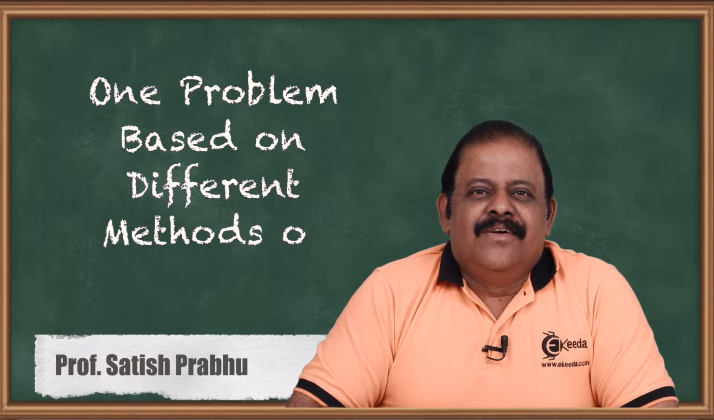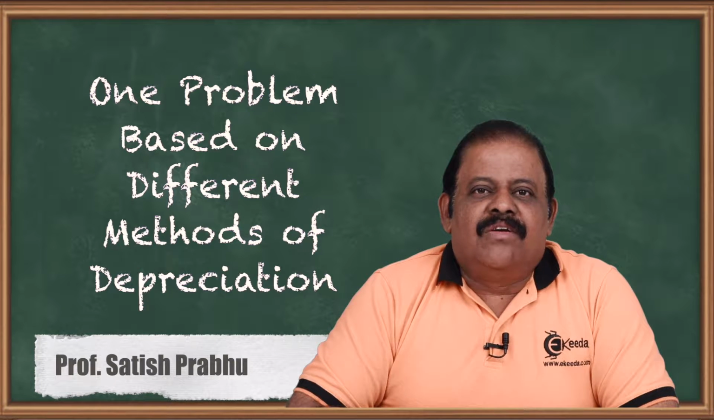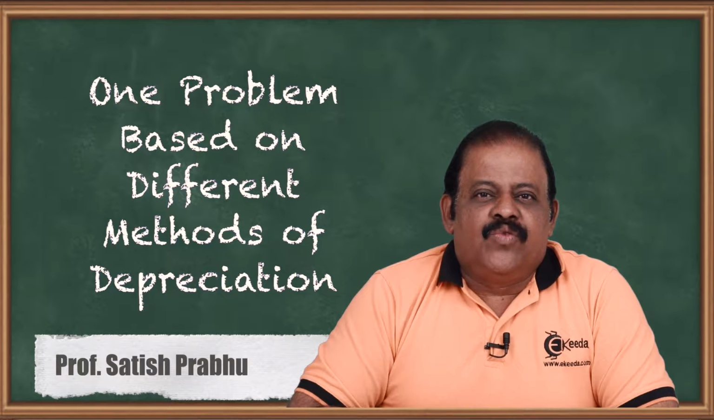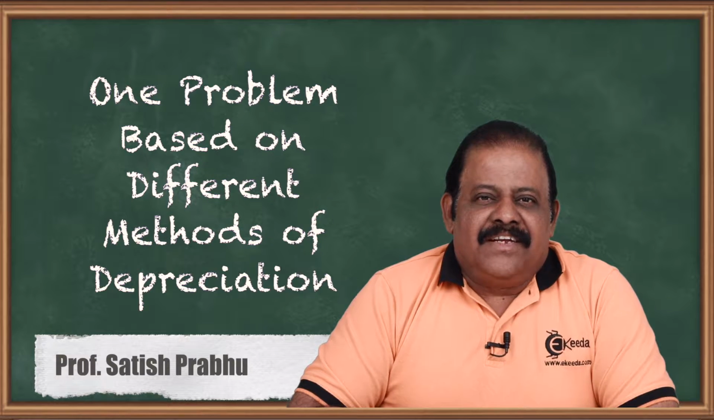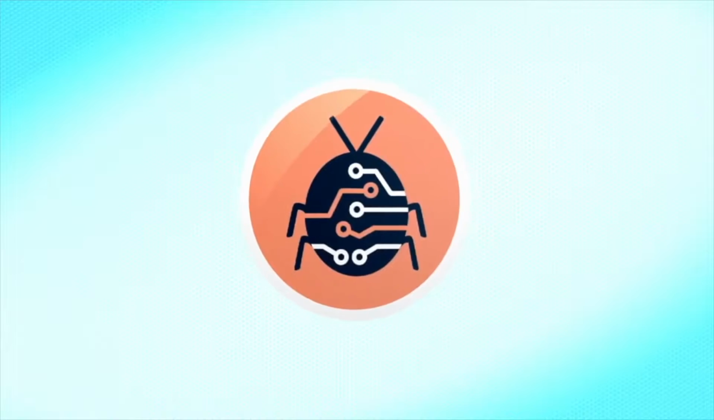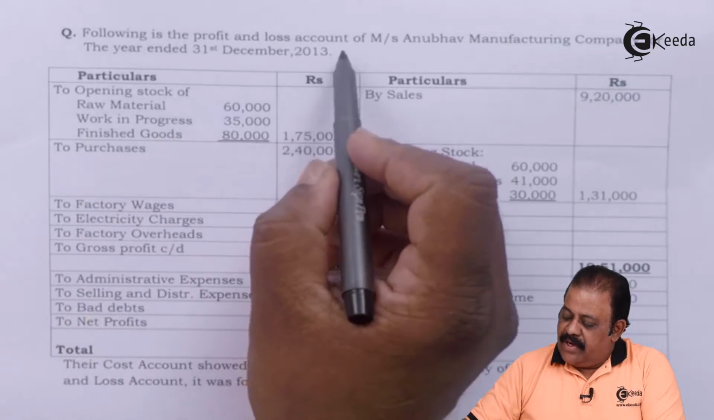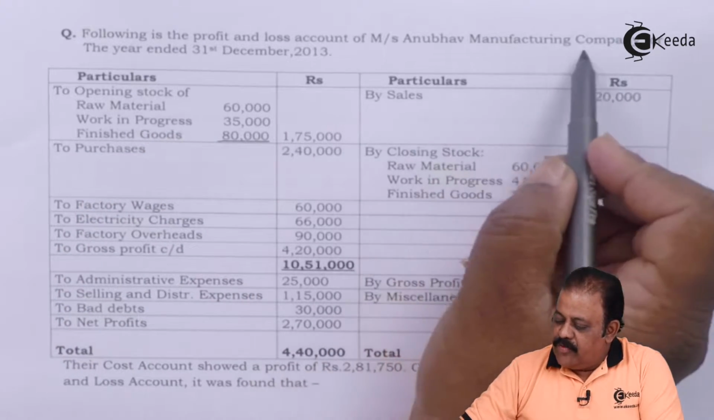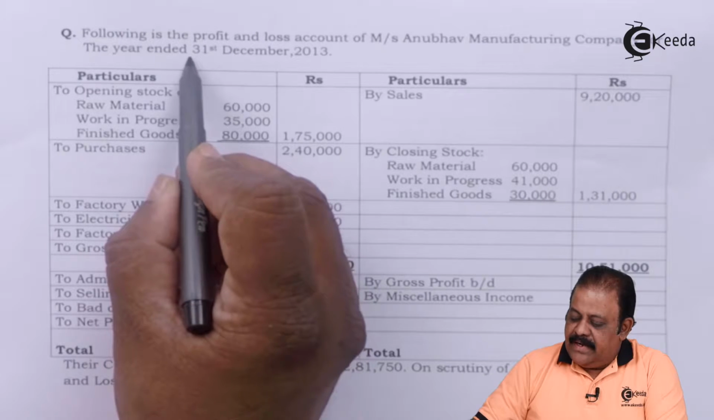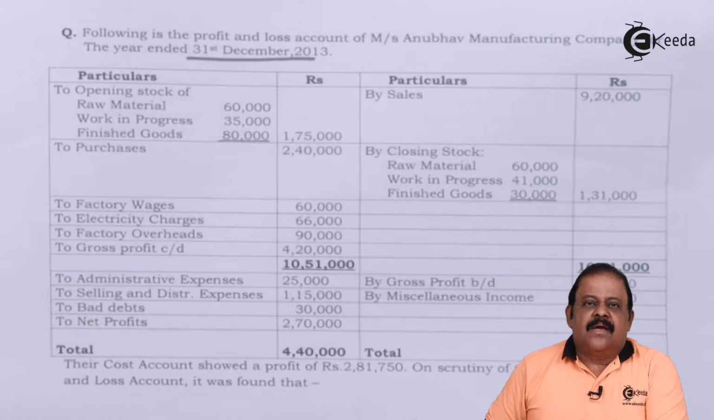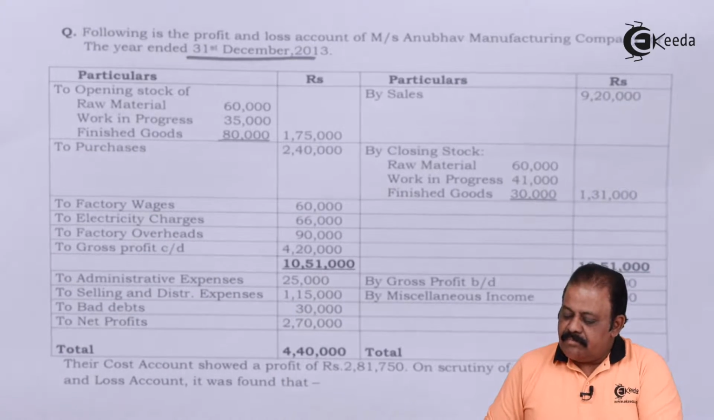Hello friends, today we'll be discussing one question on profit reconciliation statement where different methods of depreciation are used in financial book and cost book. Let us read the question. Following is the profit and loss account of Anubhav Manufacturing Company for the year ended 31st December 2013.